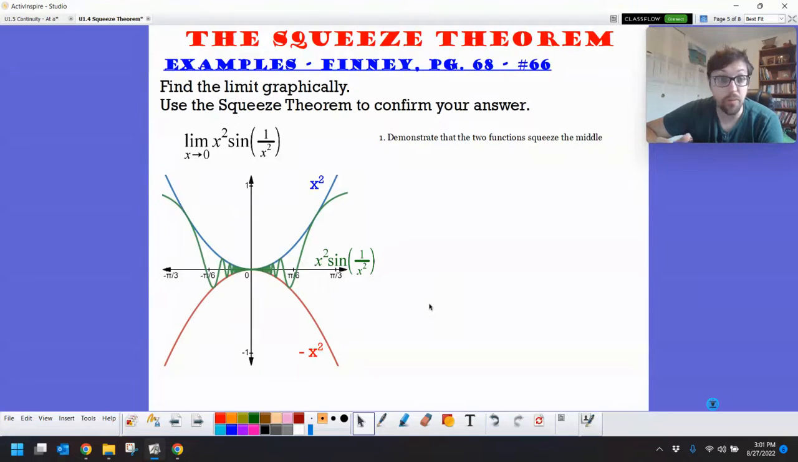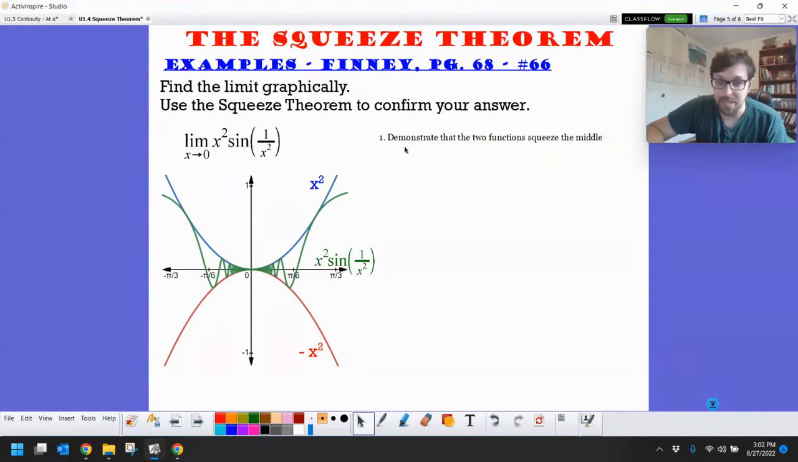In this example, we want to again find the limit graphically. So if I look at this graph, I can see, oh man, that thing is really misbehaving, but it is heading towards 0. So I want to check what's going to be going on compared to these two functions. Notice that I just got rid of that sine, the kind of riffraff at the end that I don't really know what to do with, and I kept this x squared. So I first need to demonstrate, okay, well, why is this green function stuck between the red and the blue?